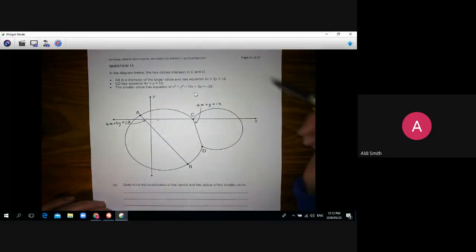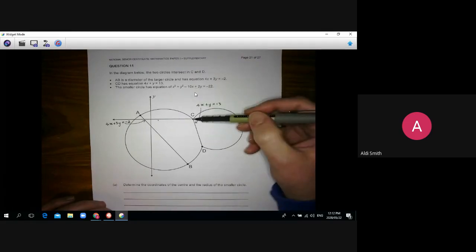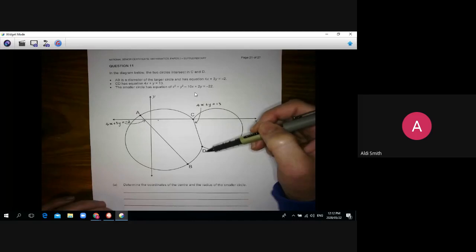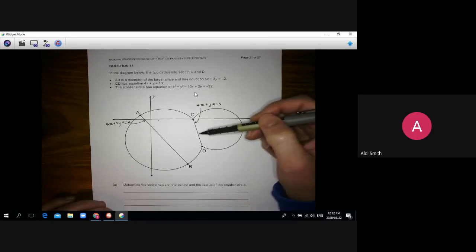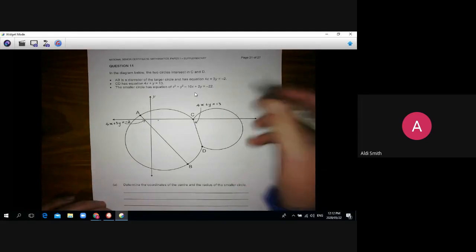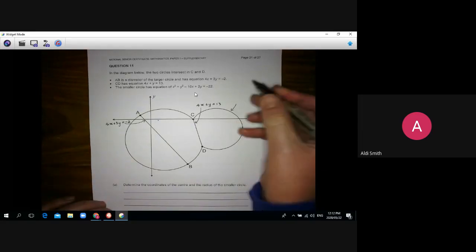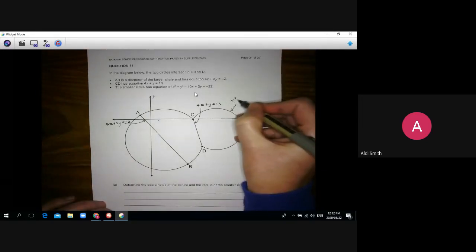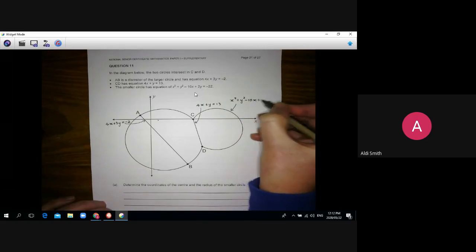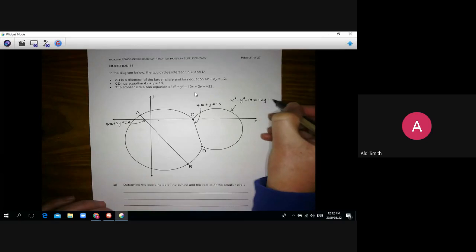And that always happens, that the line that is drawn between the 2 points of intersection of two circles is a common chord. So it's a chord for both circles. Then it says the smallest circle has the following equation. So the circle has the equation x squared plus y squared minus 10x plus 2y is equal to minus 22.